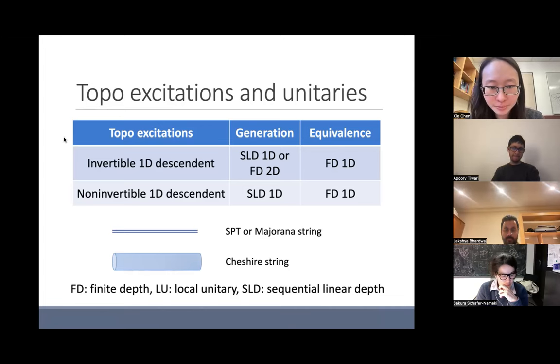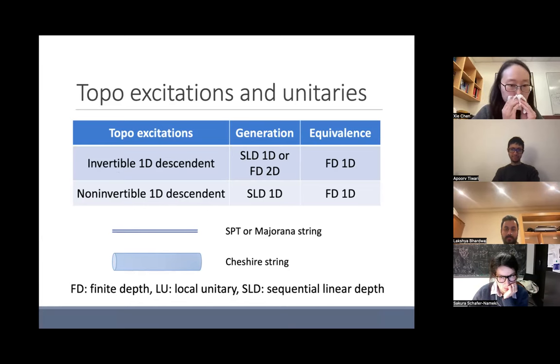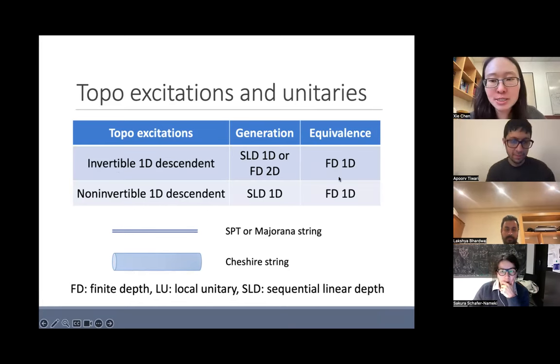And these invertible defects are also non-trivial defects, and they have to be generated with sequential linear depth 1D circuits. But also because they're invertible, they can also be generated with finite depth 2D circuits. So they can actually be generated as a boundary of a 2D membrane. And because it's an invertible defect, the 2D circuit can be finite depth. And once they're generated, their equivalence class is given by a finite depth 1D circuit. And then the Cheshire is actually a kind of non-invertible 1D descendant defect. And they are generated with just sequential linear depth 1D circuits with equivalence given by a finite depth 1D circuit.